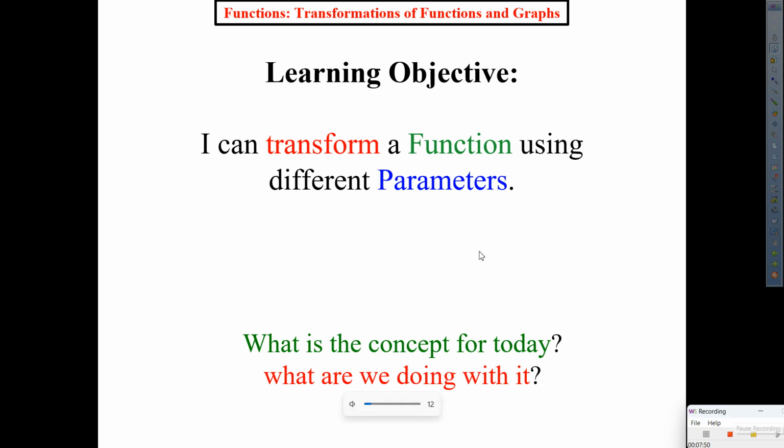All right, here we go. I can transform a function using different parameters. Look up to the screen.